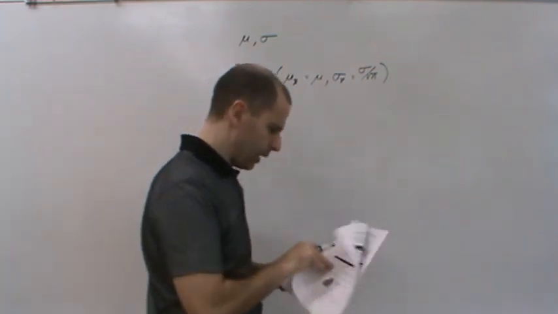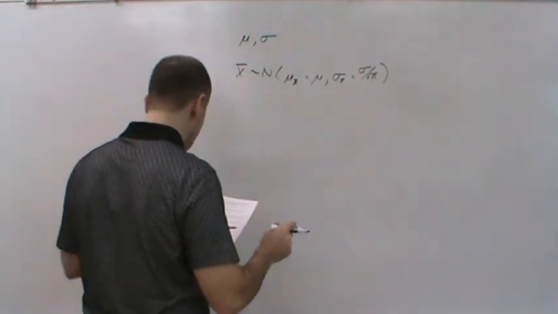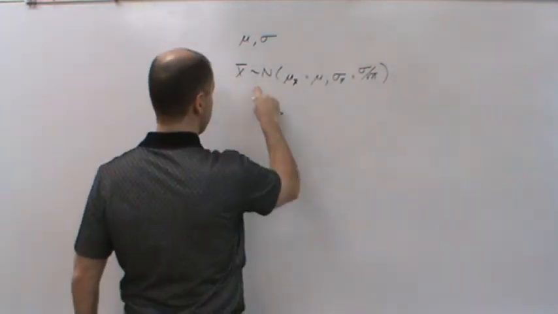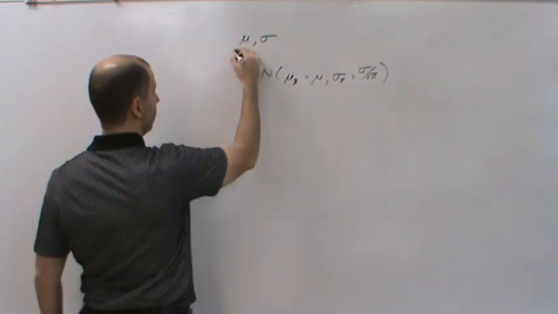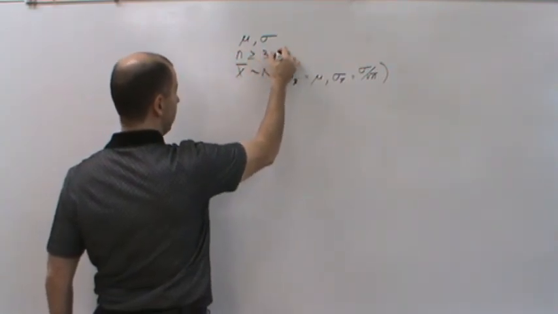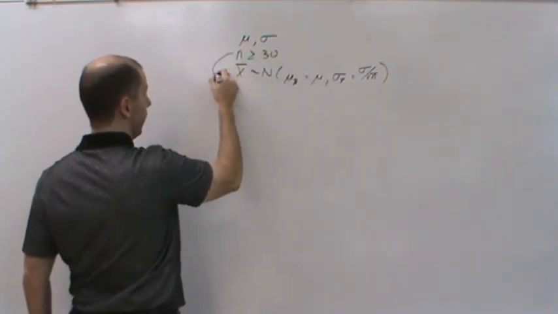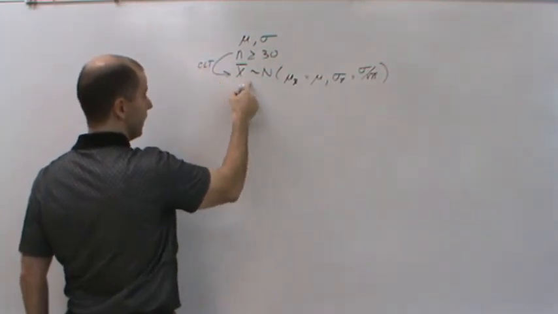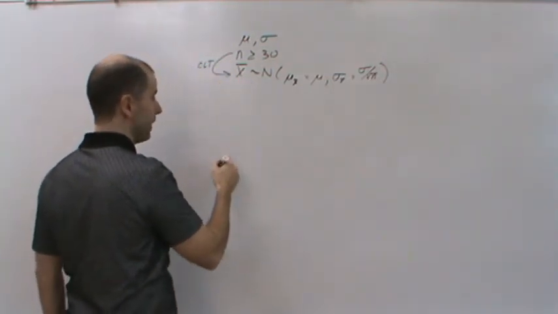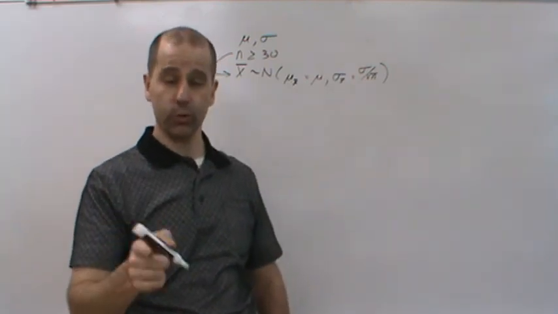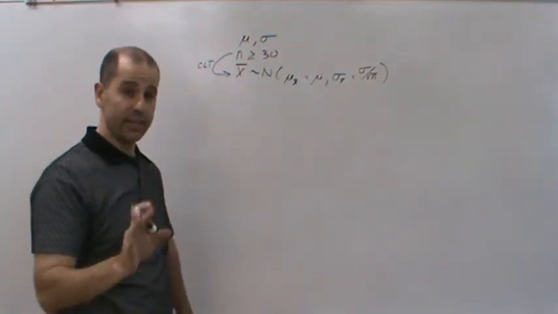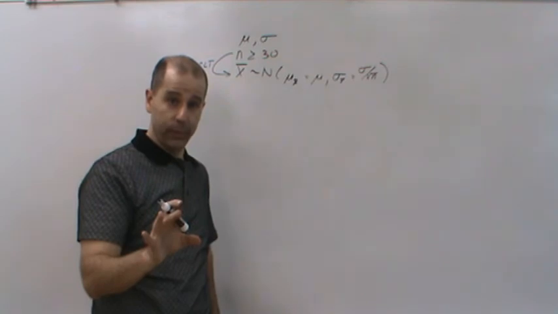Okay, so here's what I want to do. Here's the z-score. So again, if this has a normal distribution, if n is bigger than or equal to 30, then the central limit theorem gives us this. What does this mean? If that's true, then we can calculate z-scores. Now the z-score formula changes a little bit.